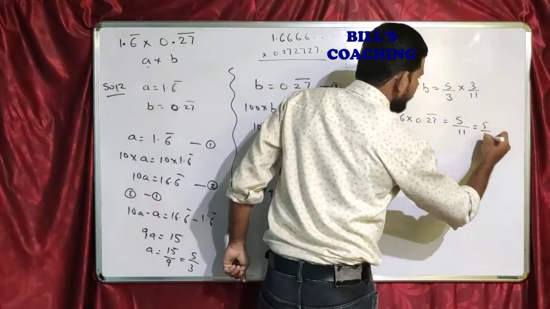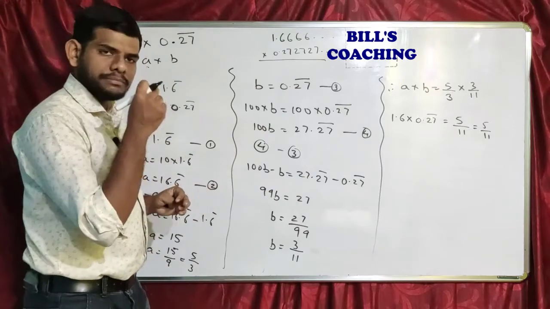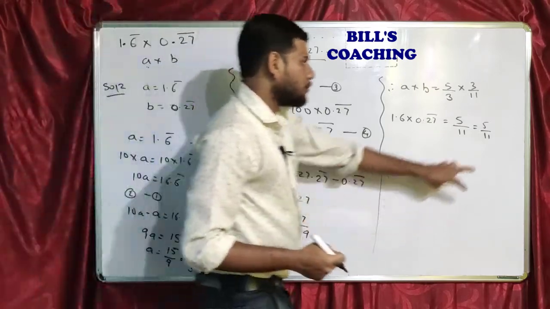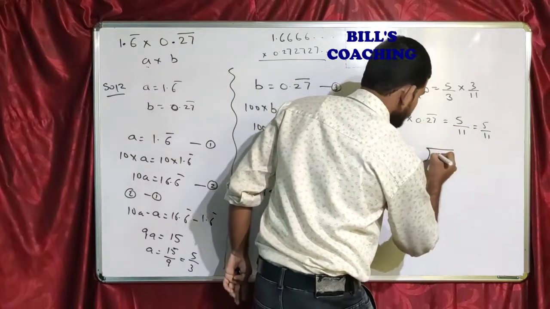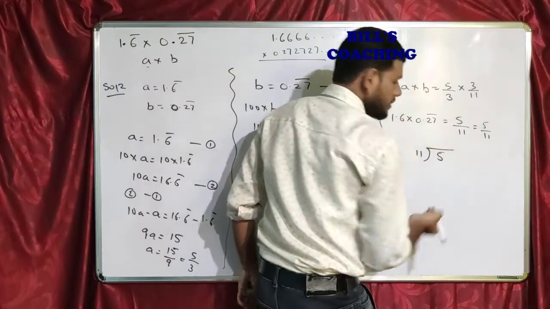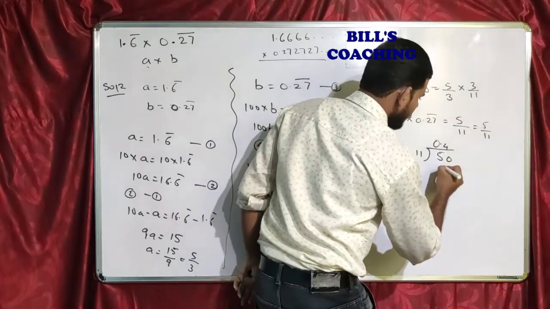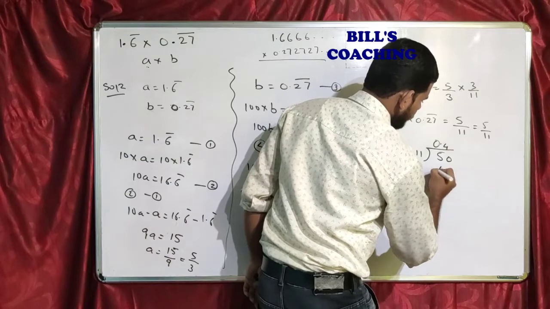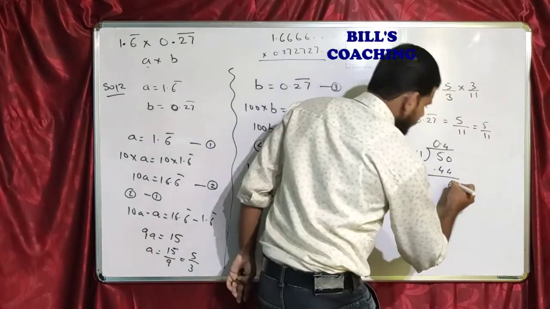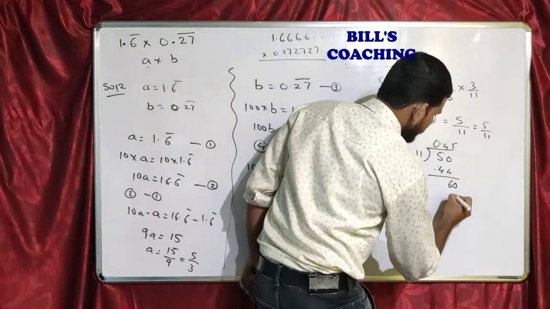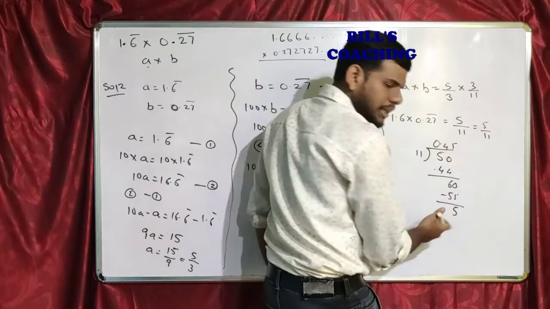5 upon 11 is the answer, but till now our options were in decimal expansion, right? So we'll divide this and get the answer. 11 and 5 not getting divided. Very simple thing. Put a 0. This will become 5 4s are 44. So what will remain? 6 will remain. Again 0. 11 5s will become 55. What will remain? 5. 5 is getting repeated each time.